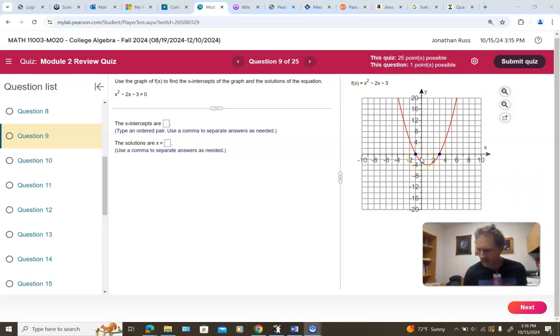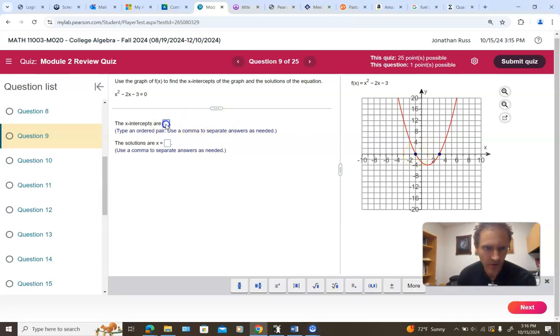So the x-intercepts, if I zoom in here, I can see that the leftmost one here, remember these are points, so the x-coordinate is -1 and the y-coordinate would be 0. So you type in -1, comma 0, and put a comma between your two ordered pairs. And then the other x-intercept is 3, comma 0. Okay, so make sure you type these in correctly. And then the actual solutions, or the zeros themselves, guys, are just those values for x, -1 and 3. So you're just listing them here. You're not writing an ordered pair.